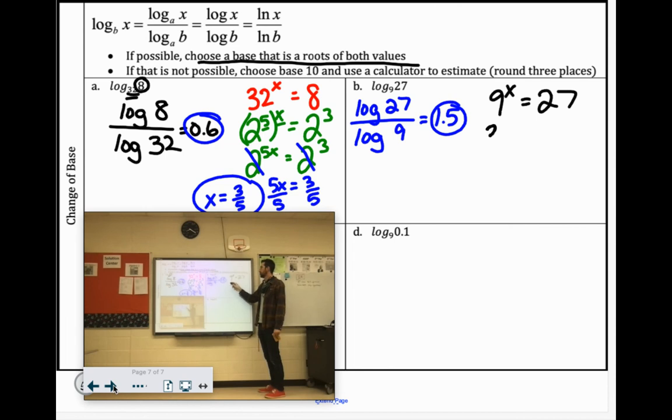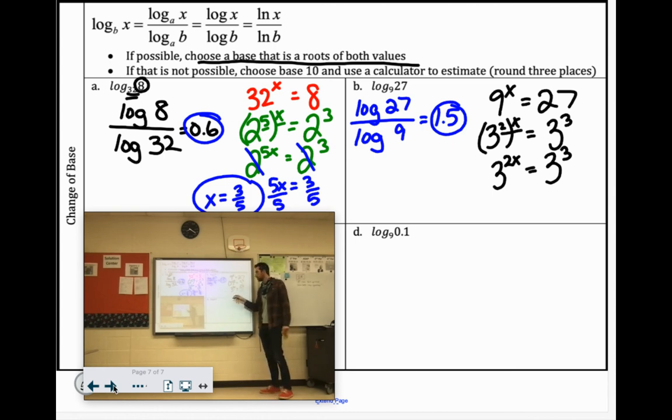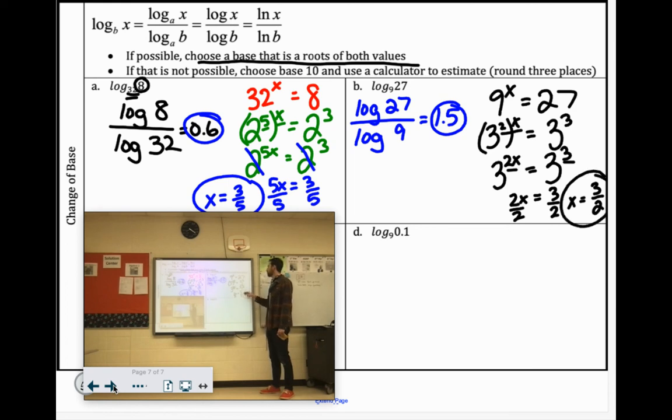Now 9 is 3 to the 2nd. 27 is 3 to the 3rd. So multiply the exponents. We have 3 to the 2x equals 3 to the 3rd. Ignore our 3's, and we just solve the exponents. 2x equals 3, divided by 2, and you have x equals 3 over 2. And 3 over 2 is 1.5.